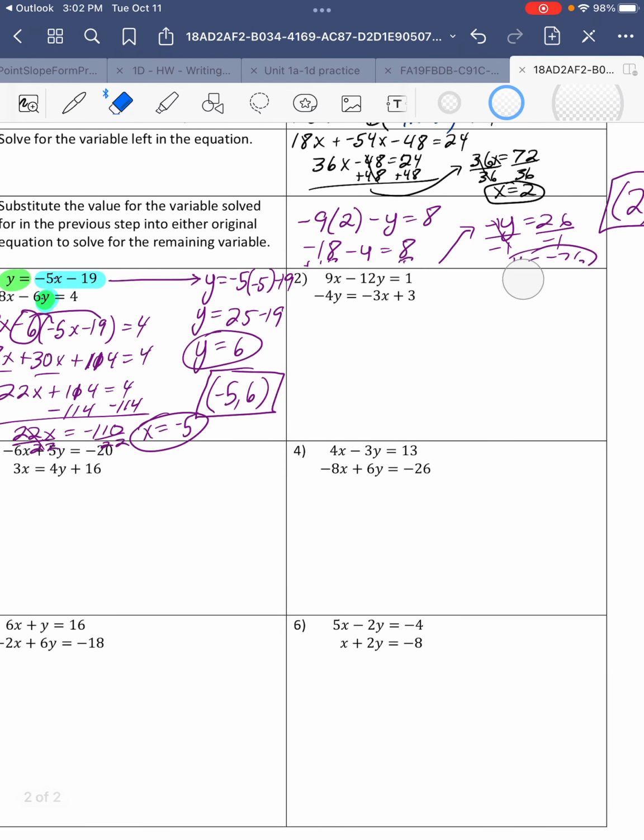All right, number 2. I'm going to solve one of the equations for a variable. I think the easiest one will be the bottom. I'm going to solve for y. So I'm going to divide by negative 4.